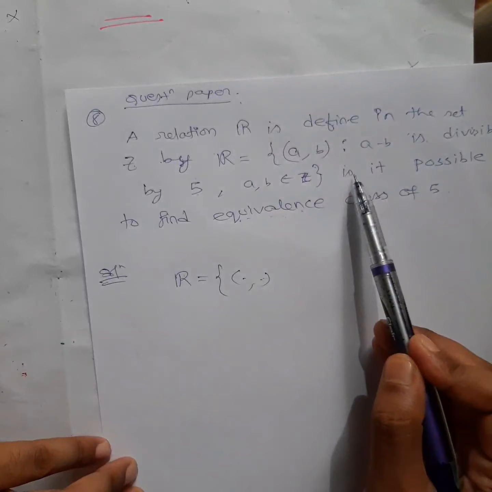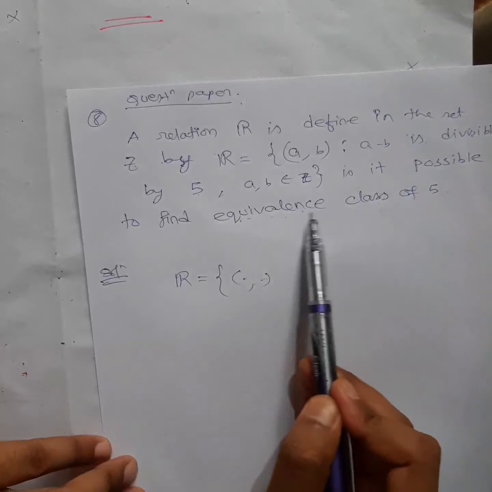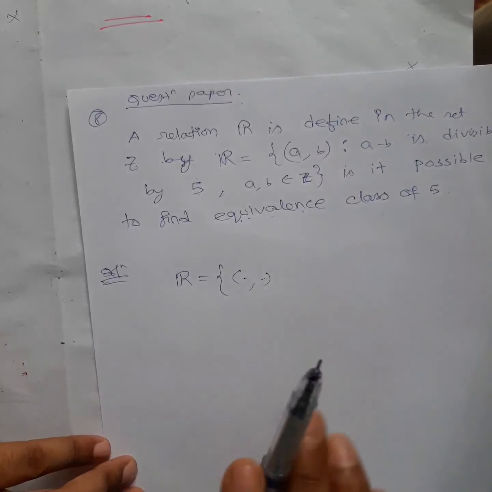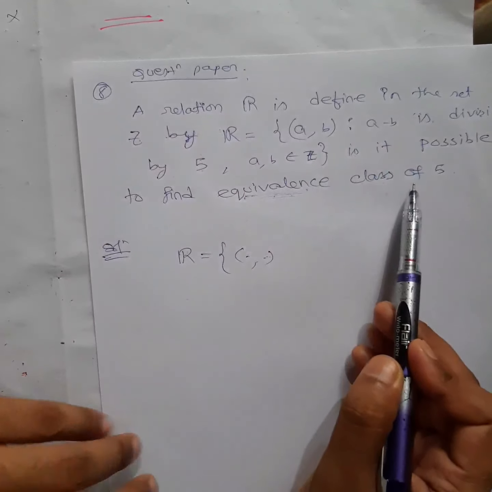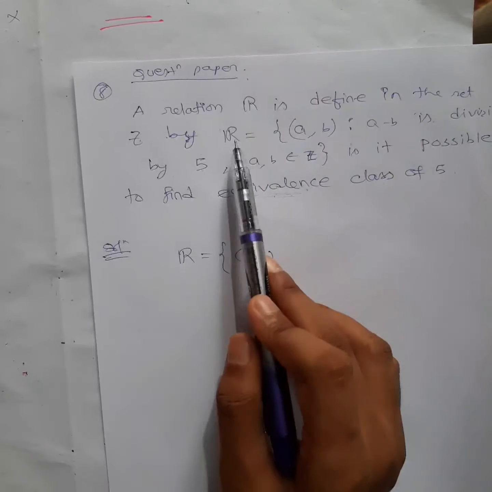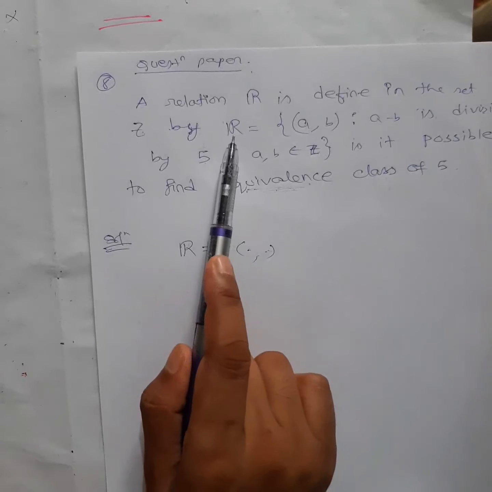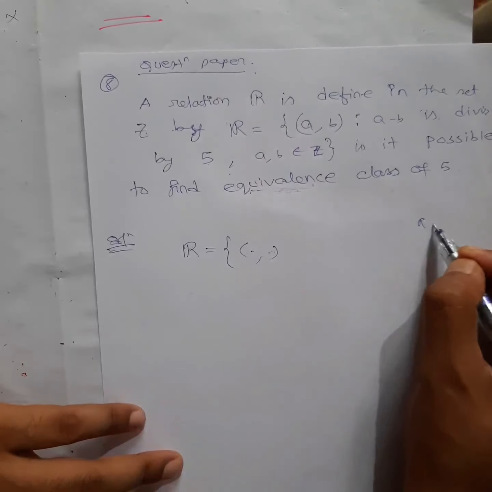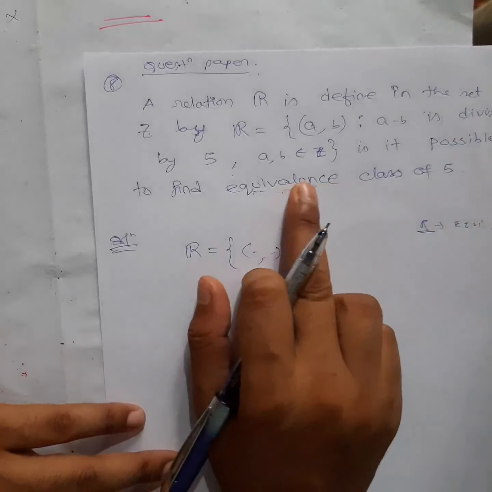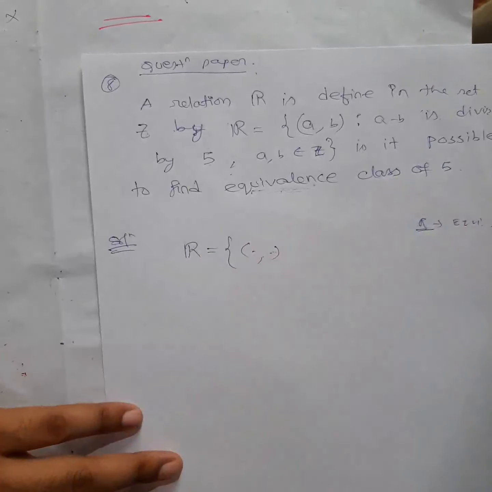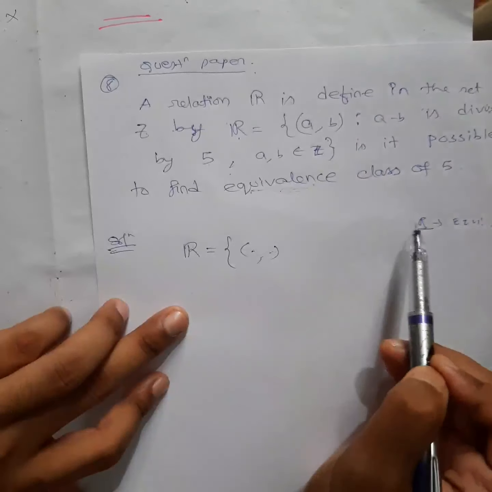The relation is given by this one, right? The question was, is it possible to find the equivalence class of 5? The important thing is, first, to find the equivalence class, you need to find whether the relation is an equivalence relation or not. You have to check whether R is an equivalence relation. Only if it is an equivalence relation can we find the equivalence class. What was an equivalence class? I will discuss it again. So the first important step is to check whether R is an equivalence relation.